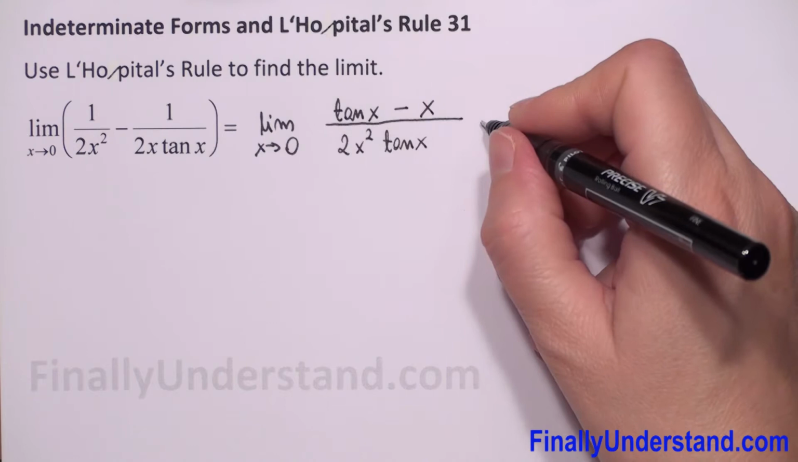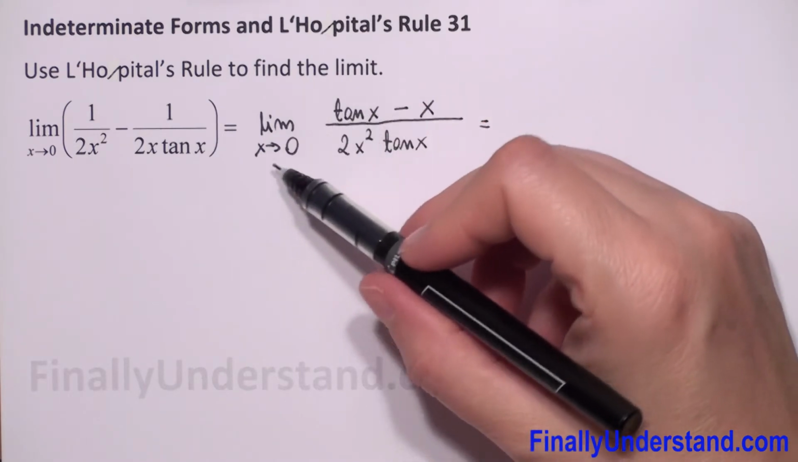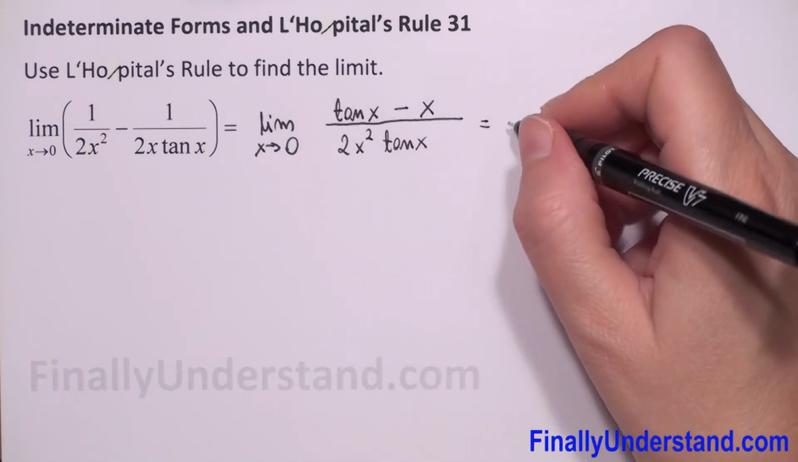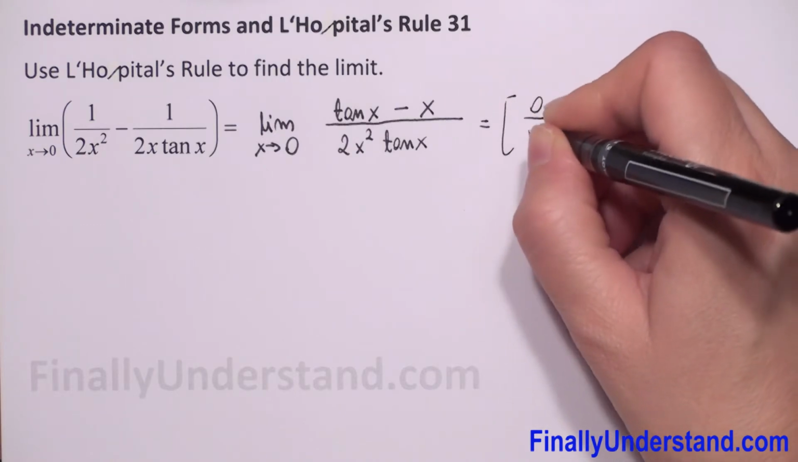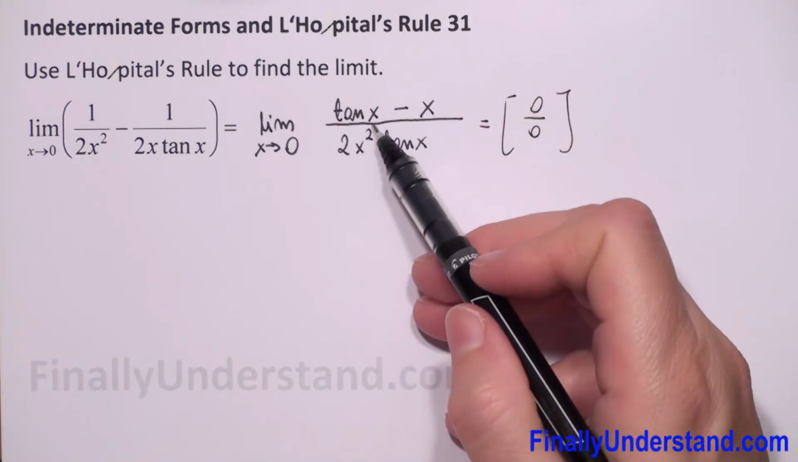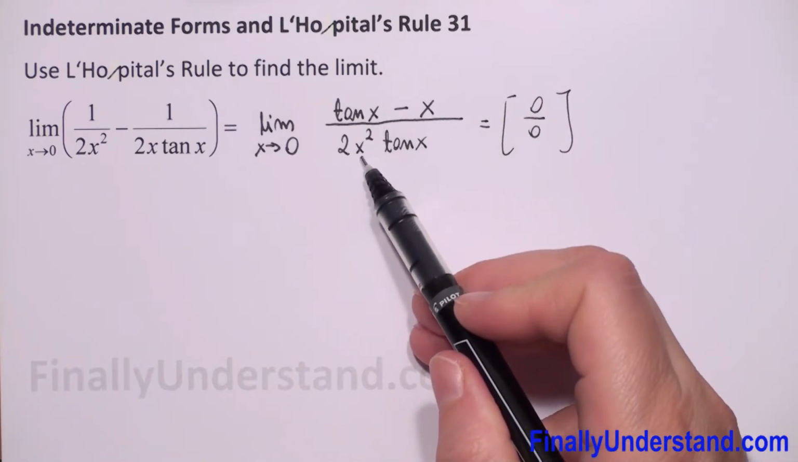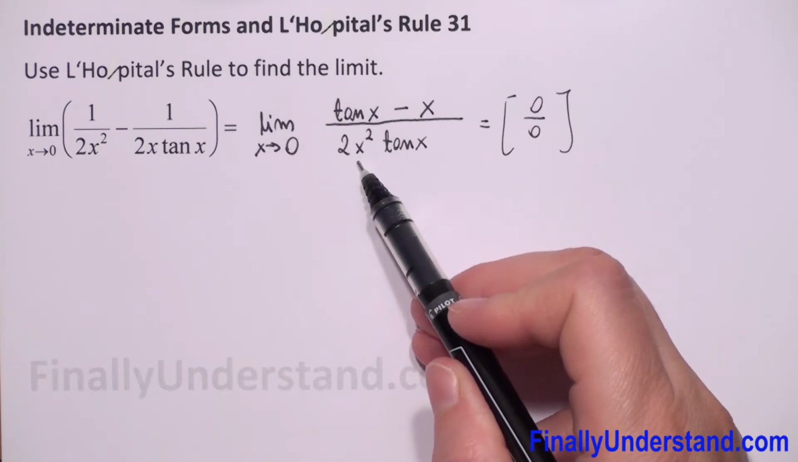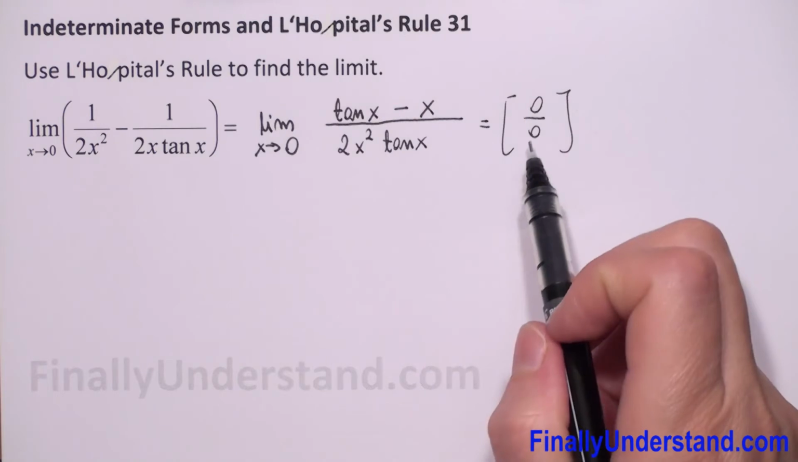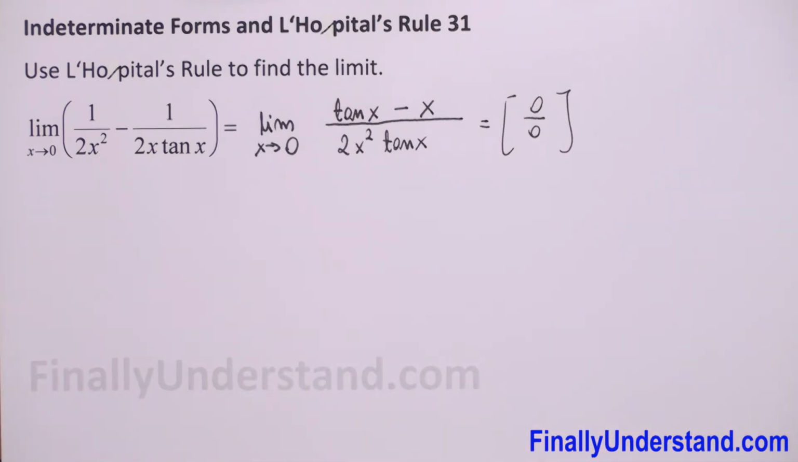So now when we check what will be when x approaches 0, we will have indeterminate form 0 over 0. Why? Because tangent 0 is 0, minus 0 is 0. And in the denominator, 2 times x approaches 0, so we have 2 times 0 is 0, and tangent 0 is 0, so we have 0 in the numerator. So when we have 0 over 0, we can use L'Hopital's rule.